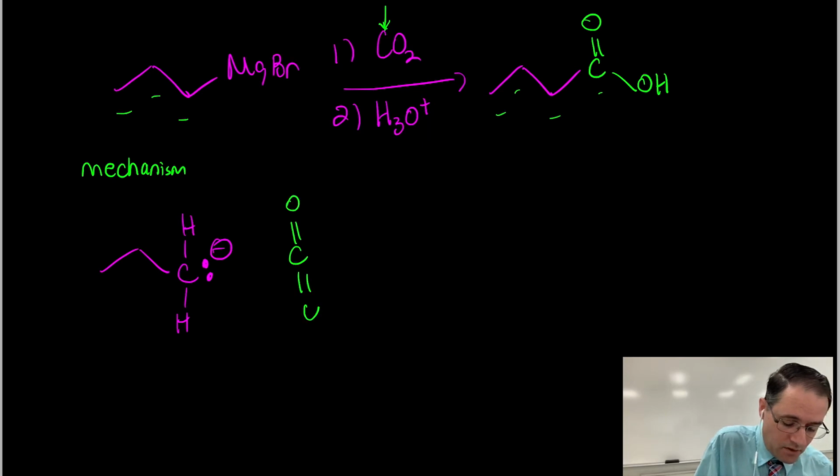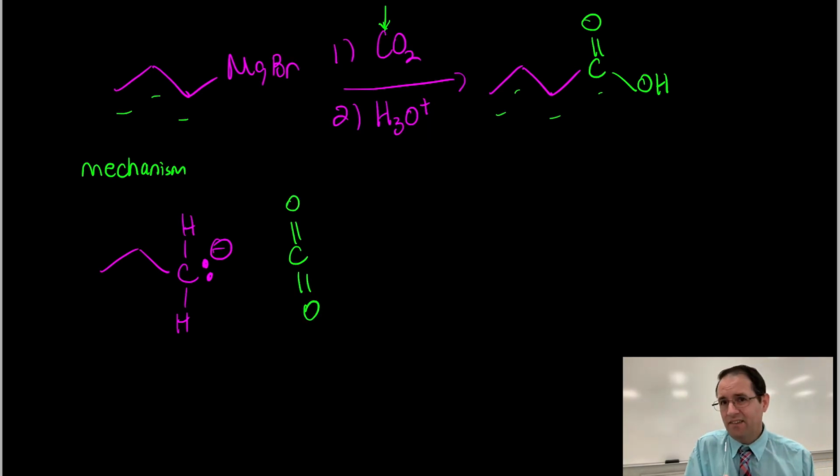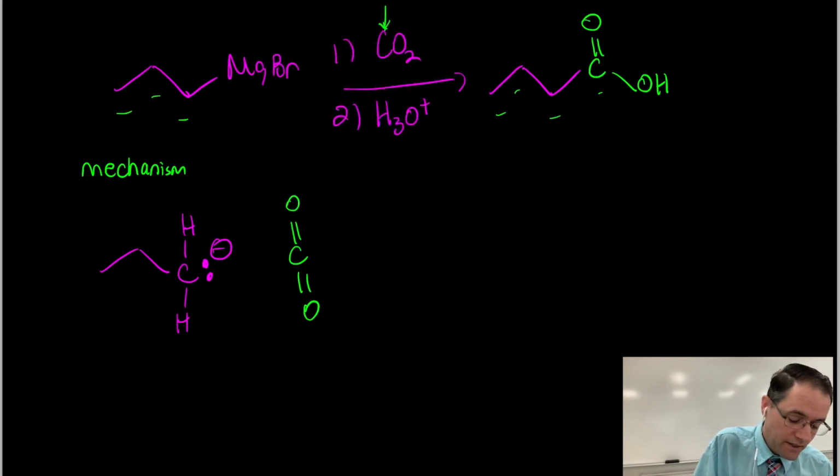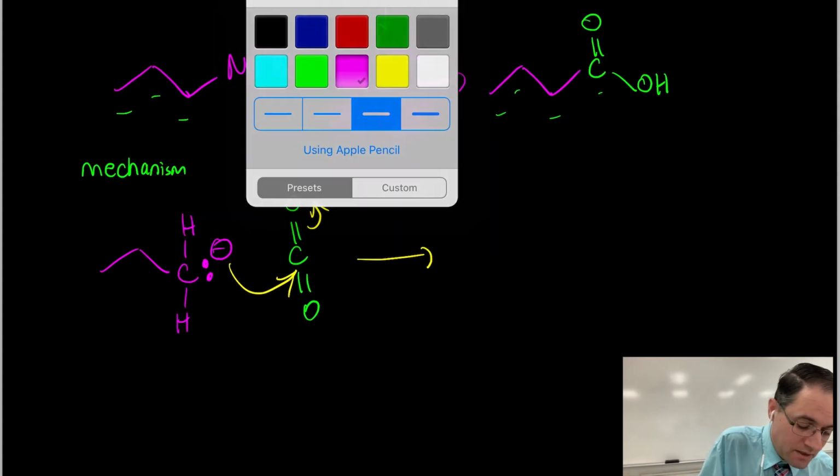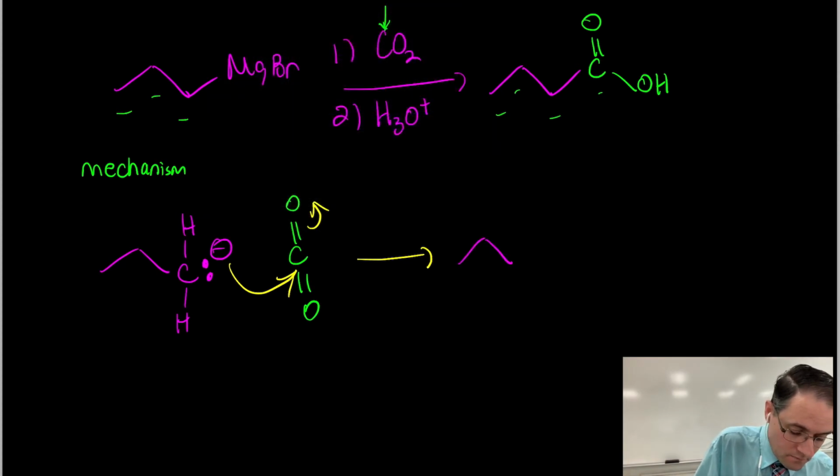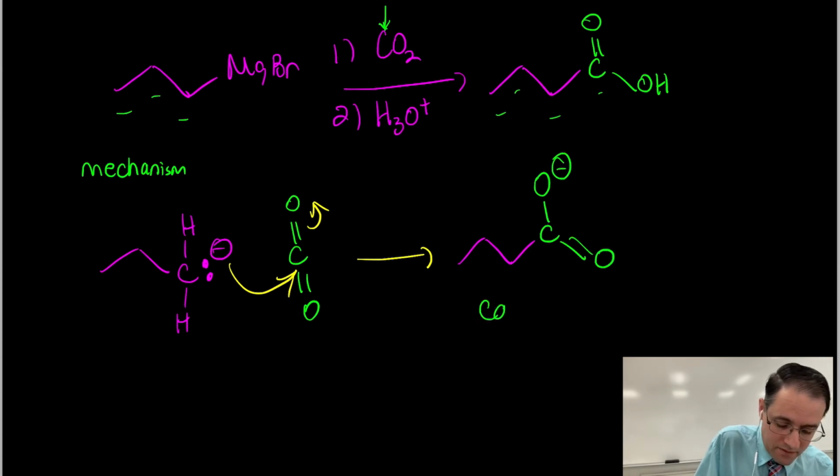carbon dioxide. So you can think of carbon dioxide as kind of having a carbonyl, like an aldehyde or a ketone. And so these electrons here will attack the carbon, and electrons will swoop to the more electronegative element, and you'll form a carbon-carbon bond, okay? And what you form is a carboxylate. Okay, that's a carboxylate.